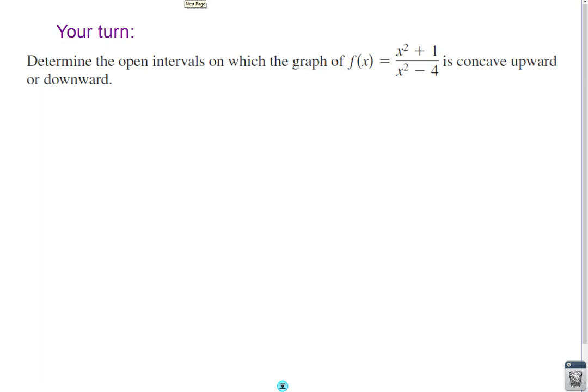Your turn. Determine the open intervals on which the graph of f of x equals x squared plus 1 over x squared minus 4 is concave up or concave down. Well, how on earth do we do this? What do you think? Again, you see where it says your turn? I would pause the video here, give it a try, and then come back and see how you did. Since I want to know concave up and concave down, I have to look at my second derivative. Good job. Pat yourself on the back if you got that right.